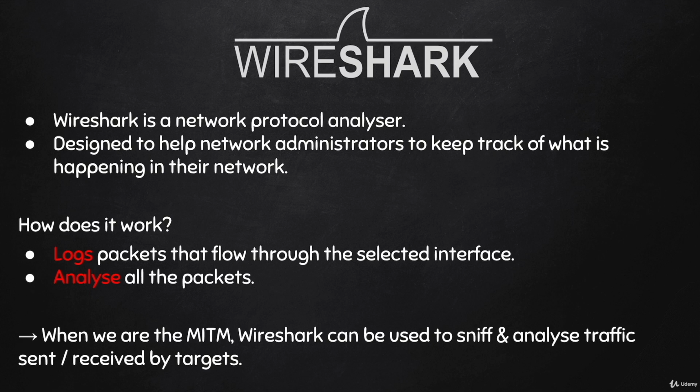The way that Wireshark works is it allows you to select an interface and then logs all the packets, or all the traffic that flows through that interface. So you're selecting an interface. It could be a wireless card, it could be a wired card on your current computer, and then it'll start logging all the information that flows through that interface.